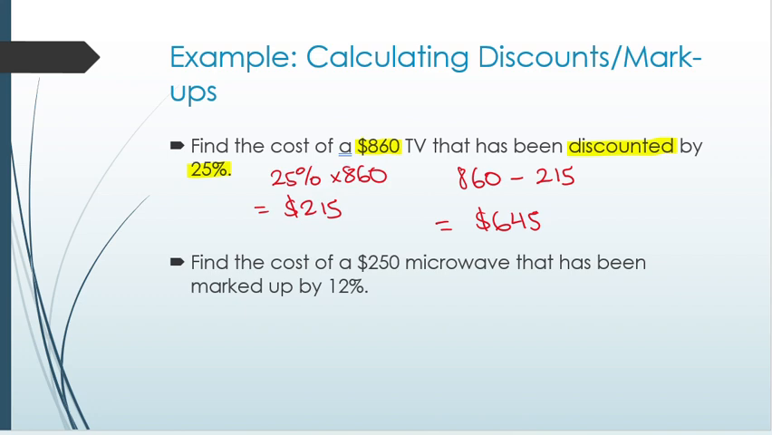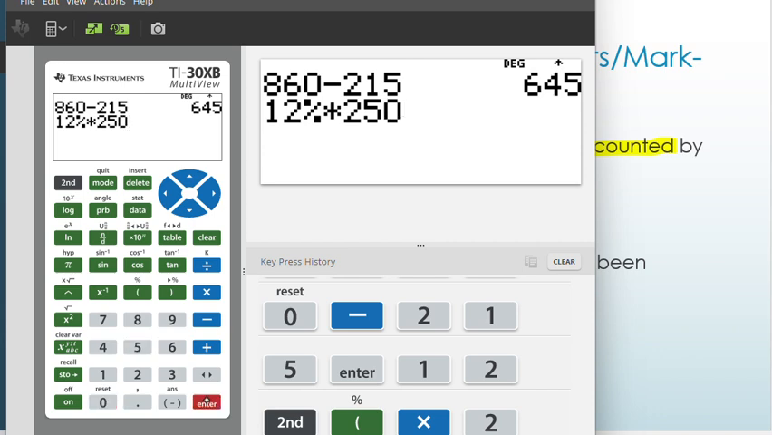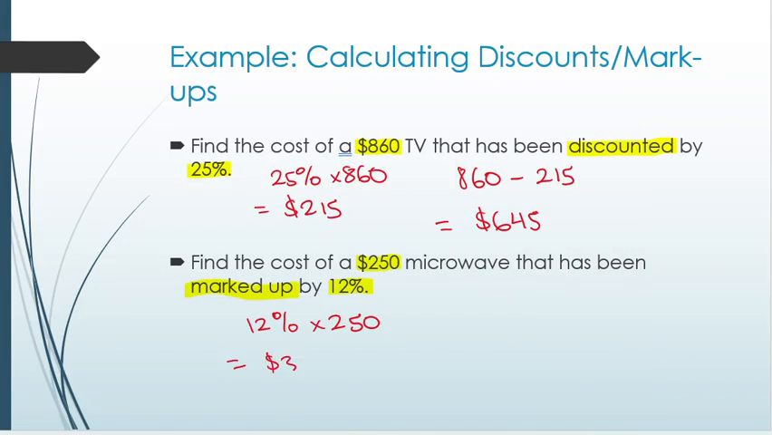The second one here: find the cost of a $250 microwave that has been marked up by 12%. So $250 marked up 12%. I'll just find what 12% of 250 is first. So 12% times 250 is 30. And now we just go 250 plus 30 equals $280. That means my microwave will now sell for $280.